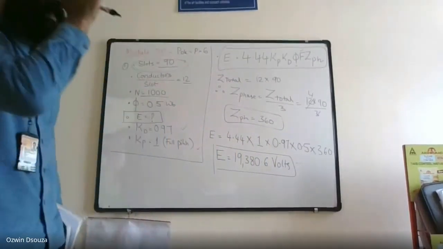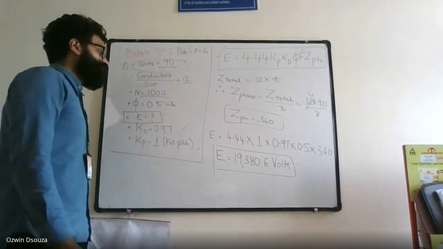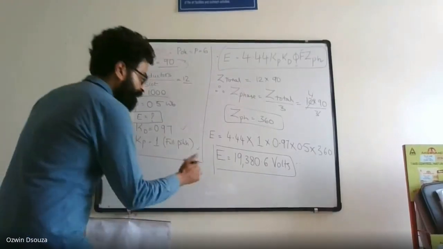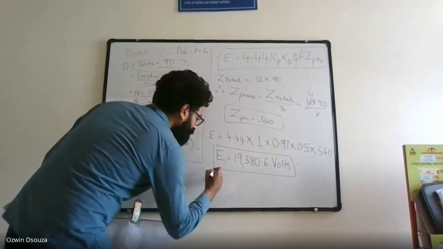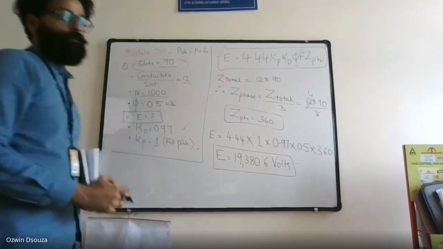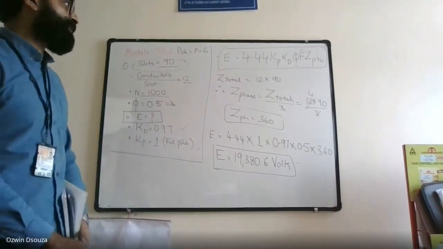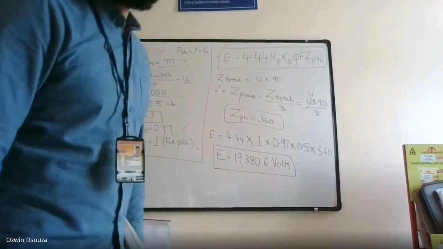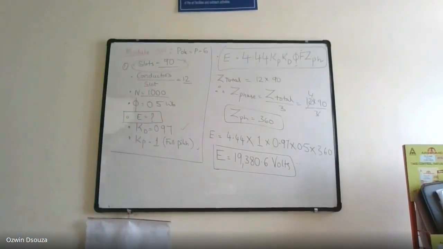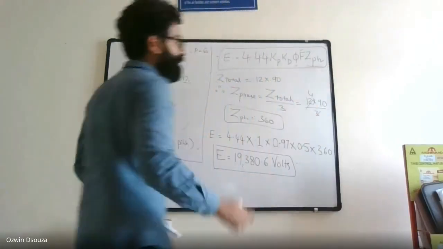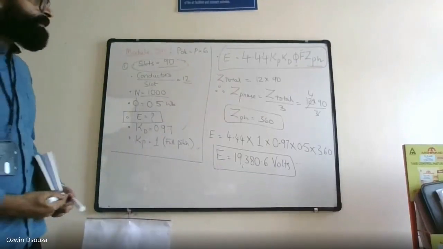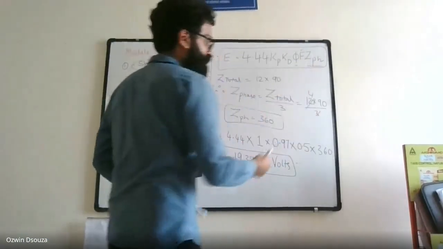6 volts. So 19,380.6 volts. Okay. Now, can anyone tell me what is this voltage? Line voltage or phase voltage? Is it the line voltage or is it the phase voltage? Phase voltage. Good. Phase voltage. Correct, because per phase you have taken. Right? Per phase you have taken.